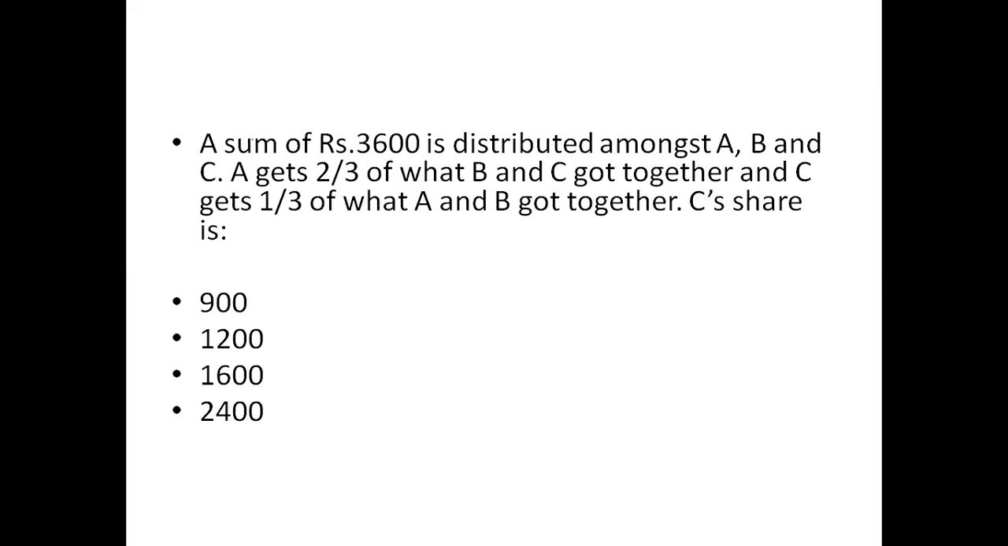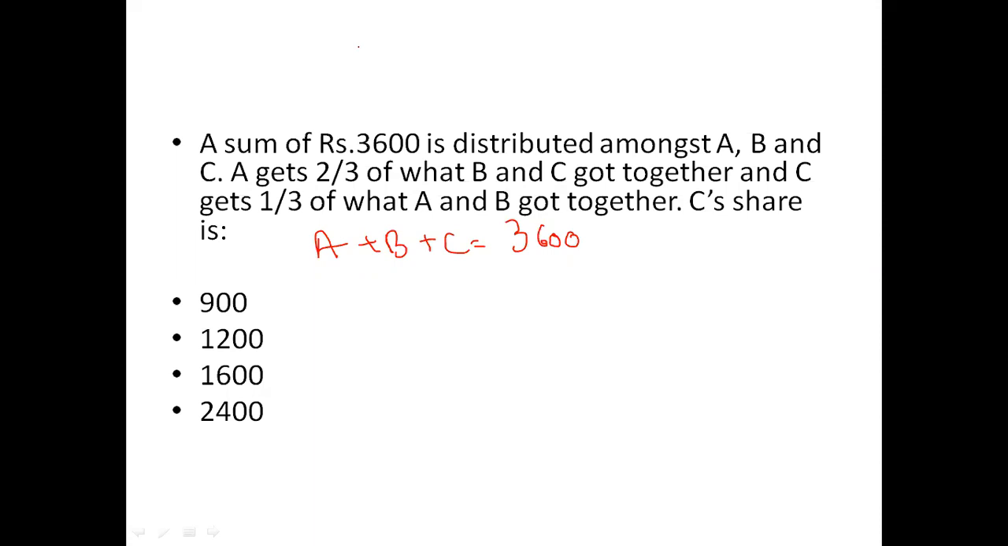Please check with me. A sum of rupees 3,600 is distributed amongst A, B, C. So A, B, C have been distributed an amount of 3,600. I don't know how much A is getting, B is getting, and C is getting individually, but I could say that A plus B plus C total should be equal to 3,600. Done. Now check for the next point, guys.